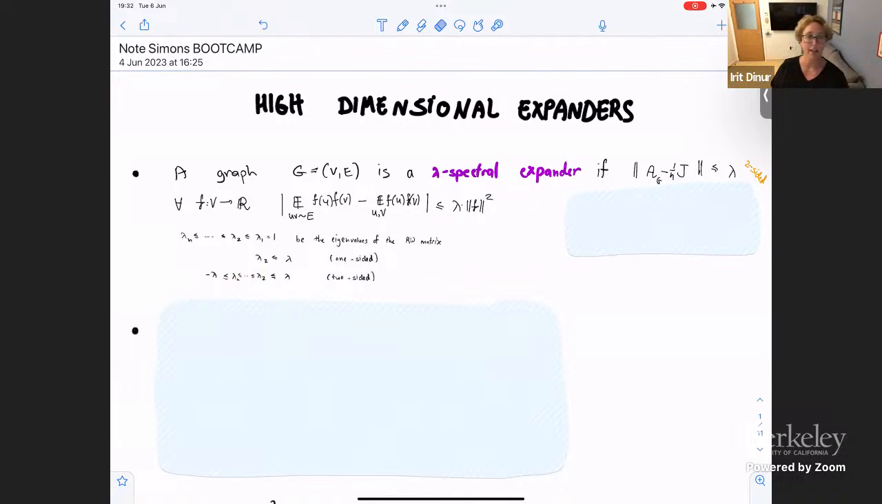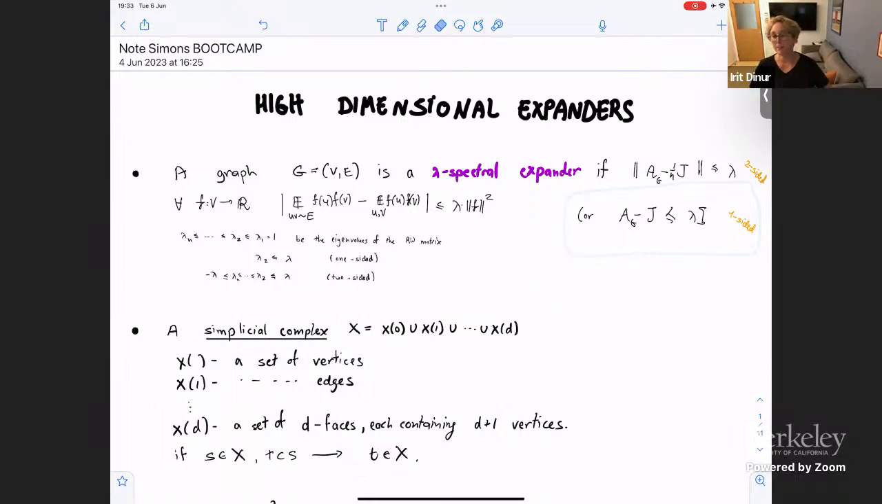It's two-sided. And a useful way to think of the definition of expansion is that when you take the expectation over a random edge of f(u) times f(v), and you compare it to the same kind of form, except now u and v are completely independent, then these two expectations are similar, and their difference is no more than lambda. Okay, and I guess I included here also the one-sided definition. This says that A sub g minus J over n is bounded by lambda I in the semi-definite order. Okay, so that's the definition of an expander.